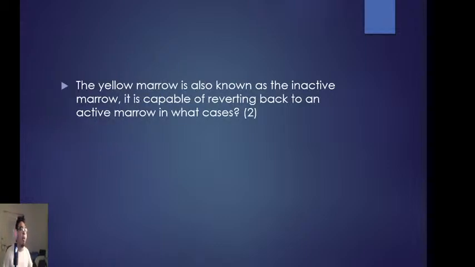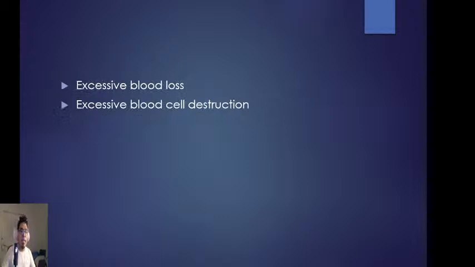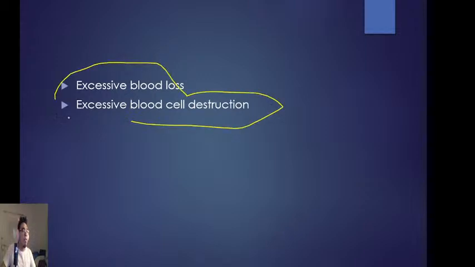All right, the yellow marrow is also known as the inactive marrow. It's capable of reverting back into active marrow in several cases: when the patient is suffering from excessive blood loss, or there is excessive blood cell destruction. Can you give me a case of where there is excessive blood cell destruction? I know both of these things refer to anemia, but what type of anemia results in excessive blood cell destruction? Can you give me an example?